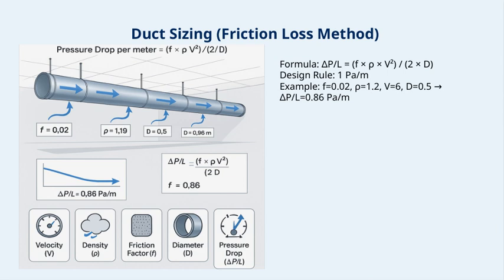This method is very useful because it provides a clear way to estimate how much pressure is lost due to friction, so we can properly size our ducts and ensure efficient airflow without oversizing or undersizing. It ties back to our overall goal of optimizing system performance and energy efficiency.